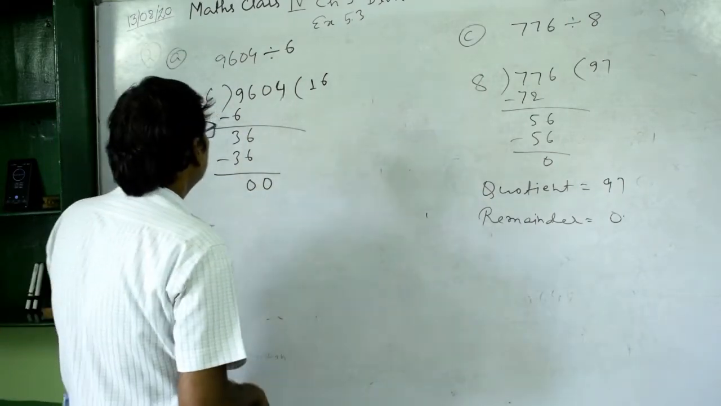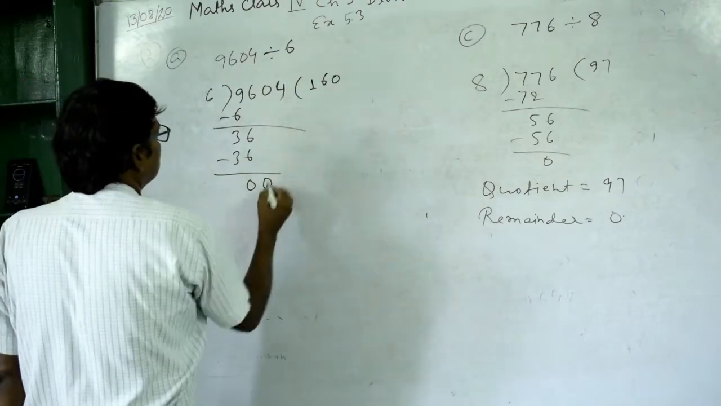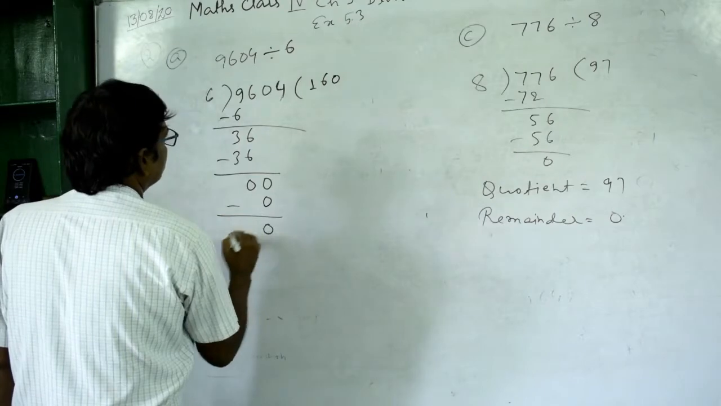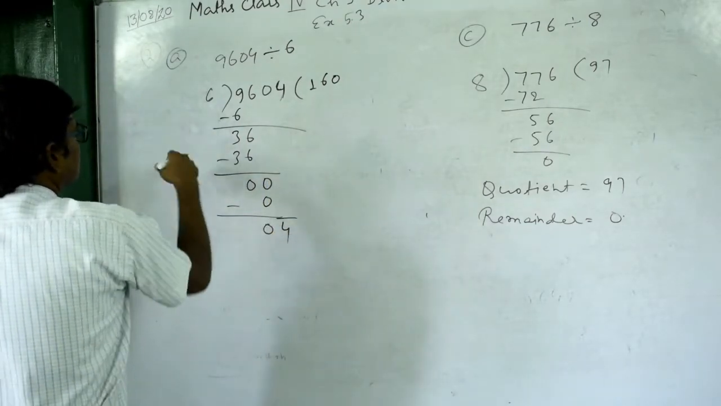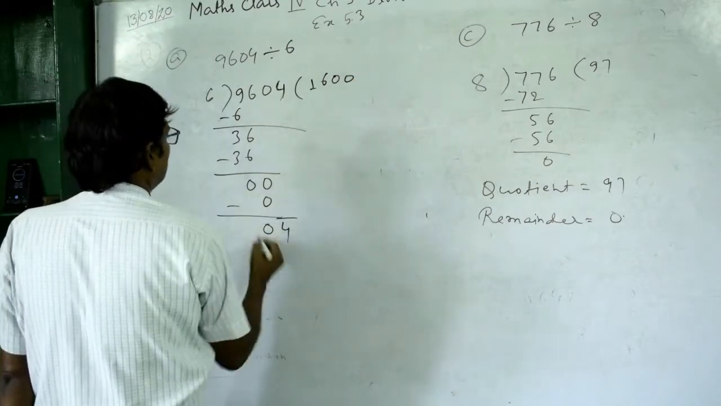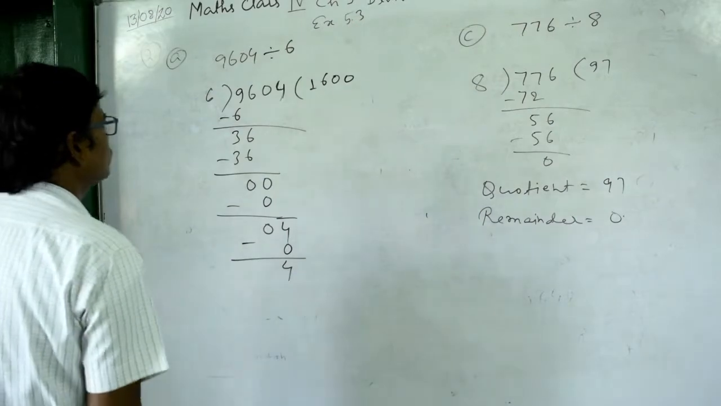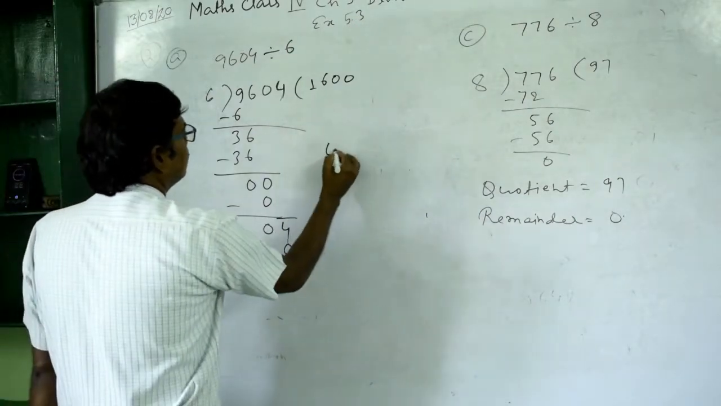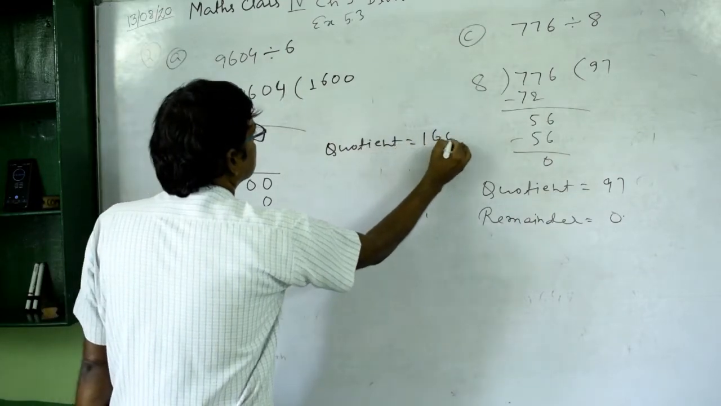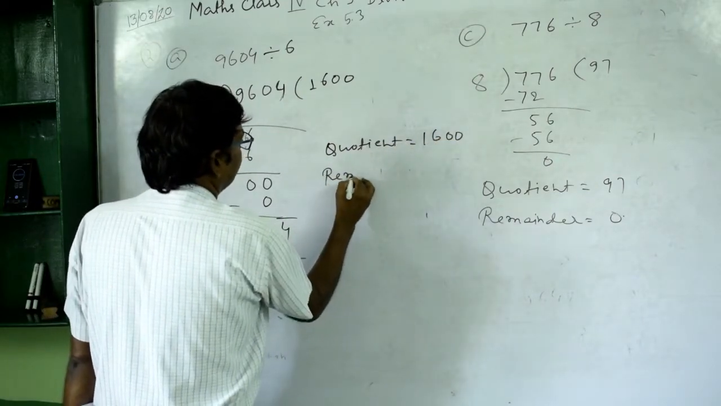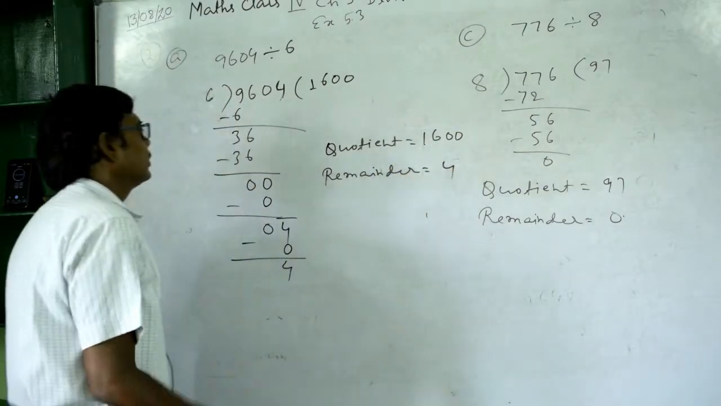Okay, now you see that this 0 will go by 0. Okay, 6 0 is 0 here. So it is 0, then this 4 will come down, then again this 4 is smaller than this, so it will go by 0. So write here 0 and then here 0. So you have the remainder 4 in this case. So in this case the quotient is what? Quotient equal to this and remainder equal to 4. Okay, now we have to verify.